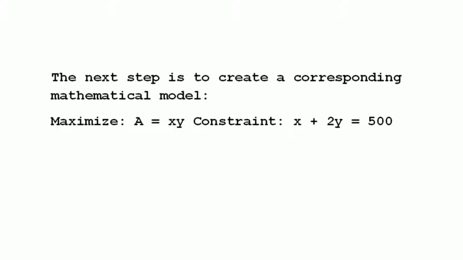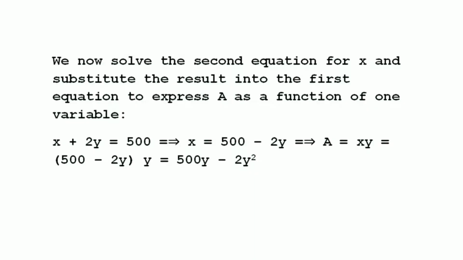We now solve the second equation for x and substitute the result into the first equation to express A as a function of one variable. x plus 2y equals 500, so x will be 500 minus 2y. Substitute that into A equals xy, and it will be A equals 500y minus 2y squared.